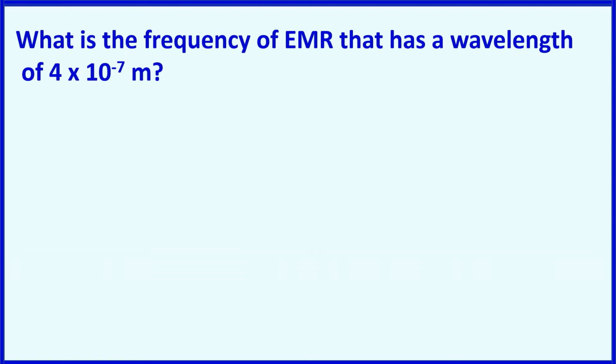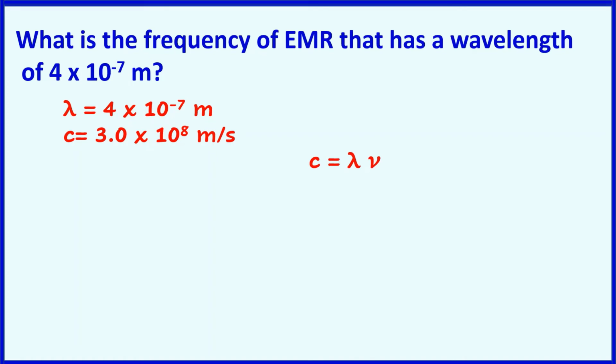Welcome back. First thing we always do is make our givens list. So in this case, we're told that the wavelength is 4 times 10 to the negative 7 meters, and we should know that the speed of light is 3.0 times 10 to the 8 meters per second. The formula we would want to use is speed of light equals wavelength times frequency. We're going to take our numbers from our givens list and put them in the correct place in our formula.